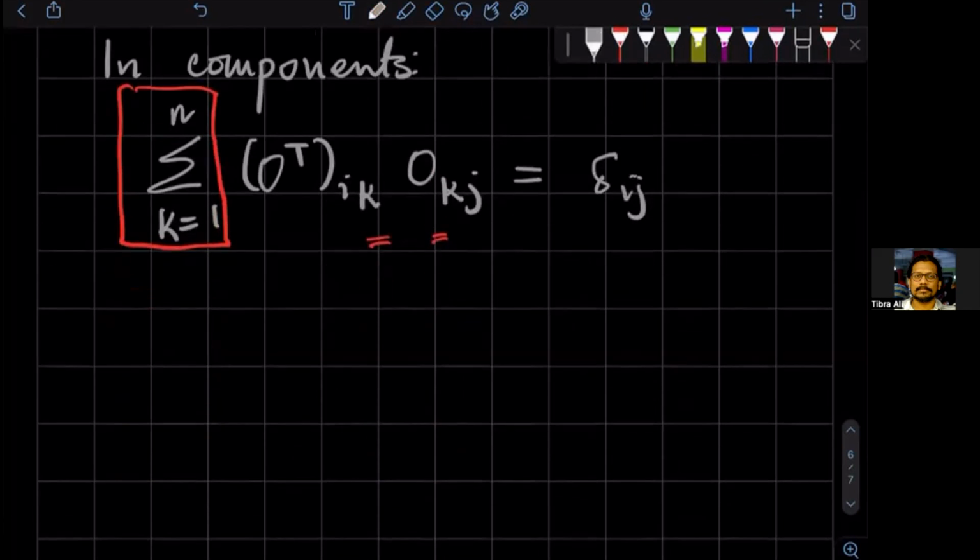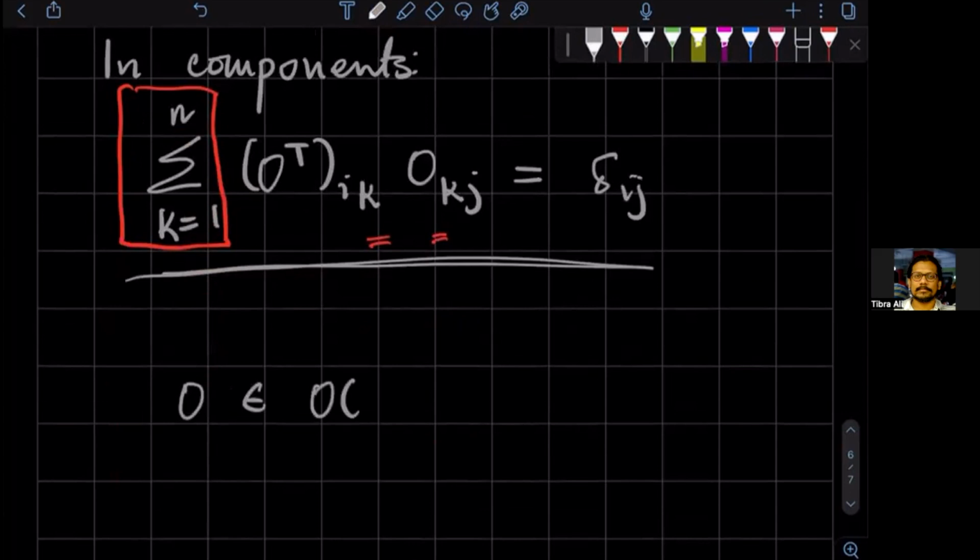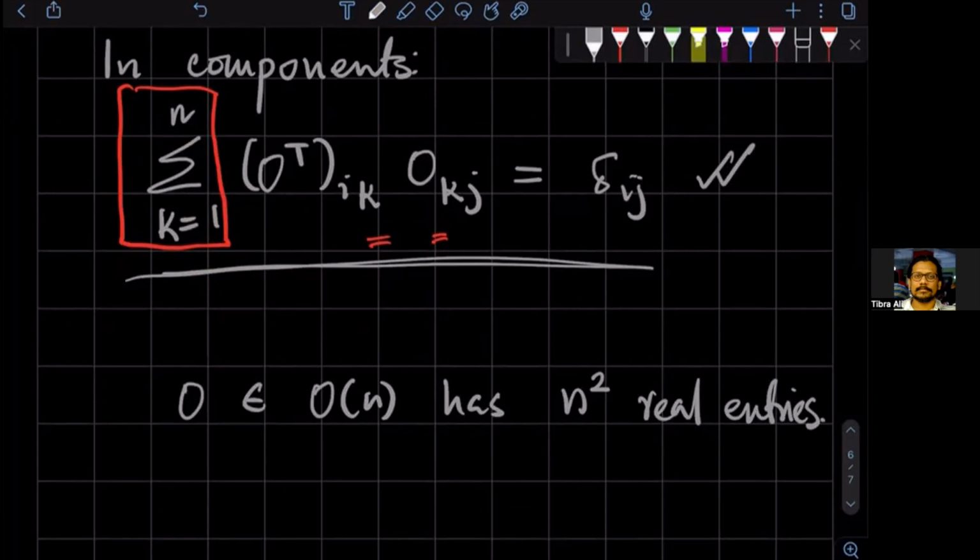Okay, so this is an equation. This is a set of conditions on the matrix elements, right? So an element of O(N) has n squared real entries, right? So from that, we have to subtract the number of conditions that are implicit in this relationship. Can someone tell me how many conditions are in this relationship and why?